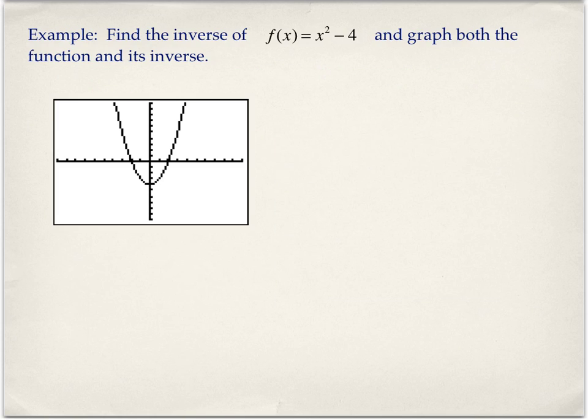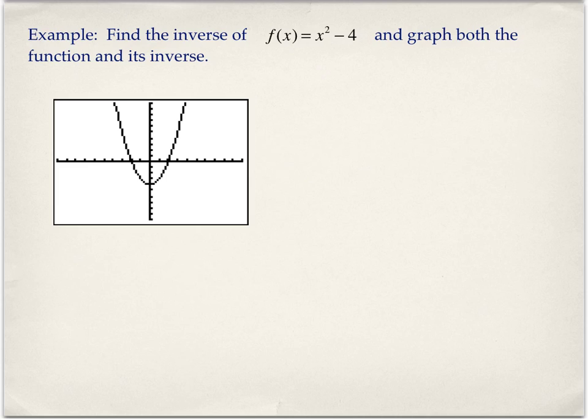Now here's a good type of problem here. Find the inverse of that function, x squared minus 4, which I have graphed right here, and graph both the function and its inverse. Well, is this one that we can find the inverse of? Yeah, it is. First of all, let's see if we can solve this.